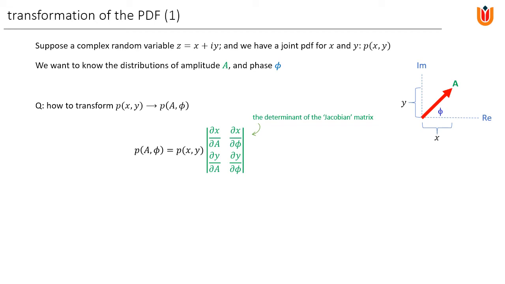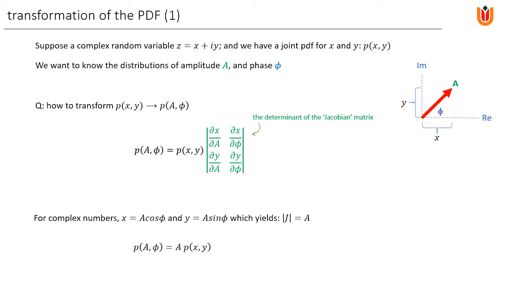This is how it is done. We can express the new probability density function as the old one times the determinant of the Jacobian matrix, the transformation matrix. This is the matrix that contains all the partial derivatives from one domain to the other. Since we have a two-dimensional domain here, x and y, or A and phi, we get a 2 by 2 matrix. For complex numbers, we can actually calculate this determinant because x equals A times cosine phi and y equals A times sine phi. If we then calculate the partial derivatives and calculate the determinant, it yields simply A. So the final expression is that the new probability density function P of A and phi is given by A times that of P of x and y.